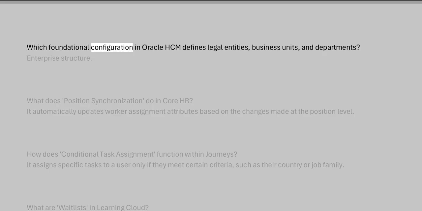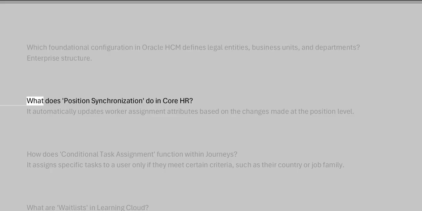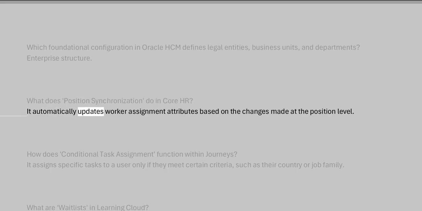Which foundational configuration in Oracle HCM defines legal entities, business units, and departments? Enterprise structure. What does position synchronization do in core HR? It automatically updates worker assignment attributes based on the changes made at the position level.